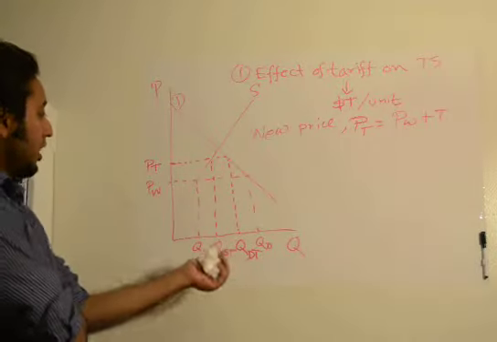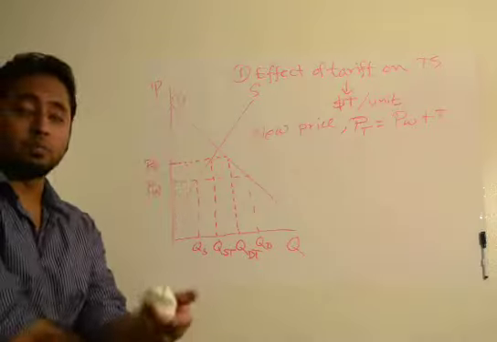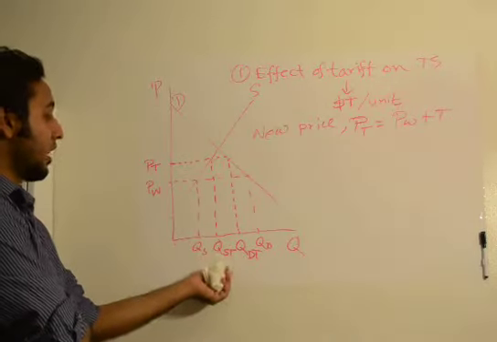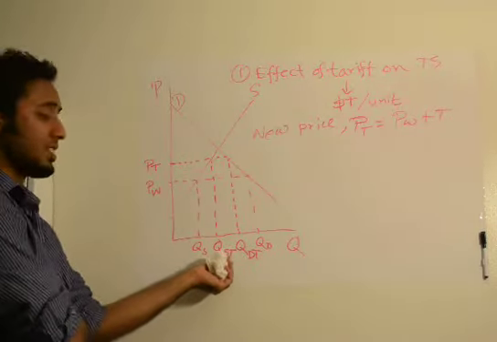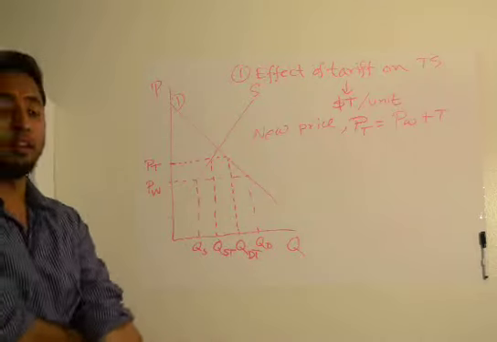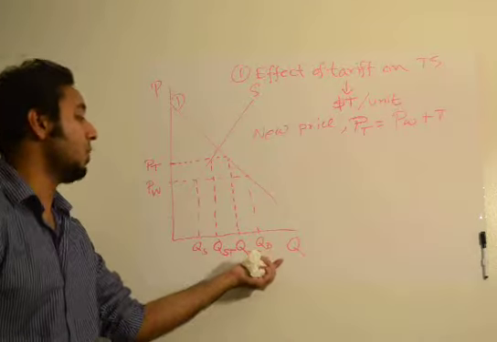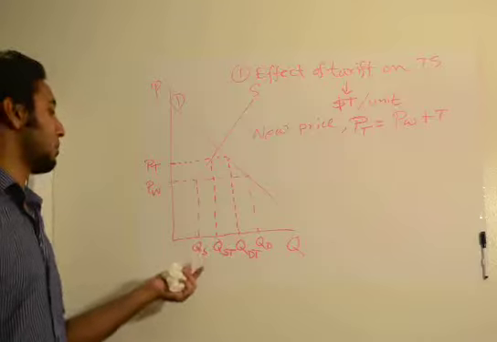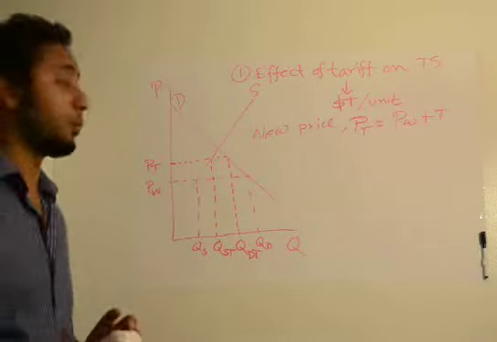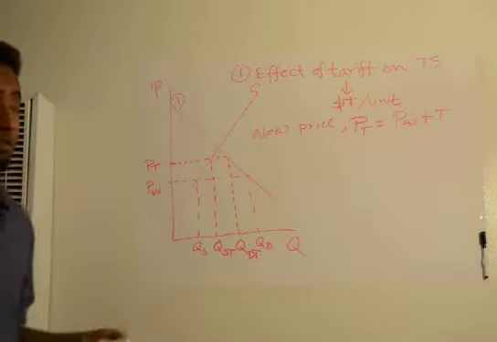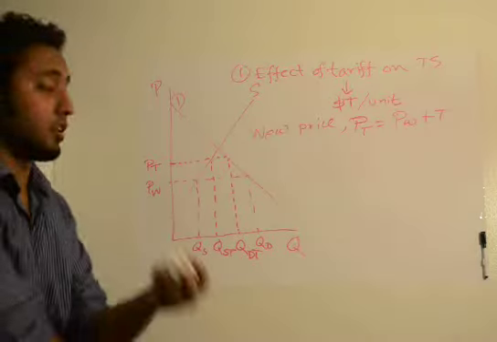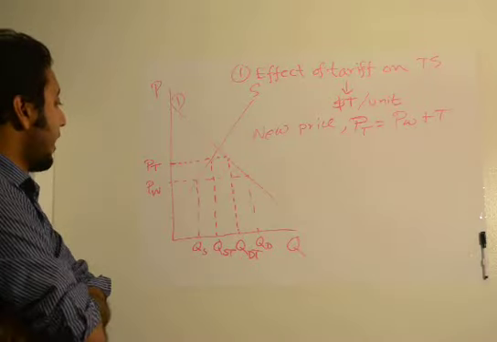So what you see here is that after the tariff has been imposed, the quantity supplied has increased from QS to QST, but the quantity demanded in the market has decreased from QD to QDT. So quantity supplied increased, but quantity demanded decreased after the imposition of the tax, or after the imposition of the tariff, to be more precise.